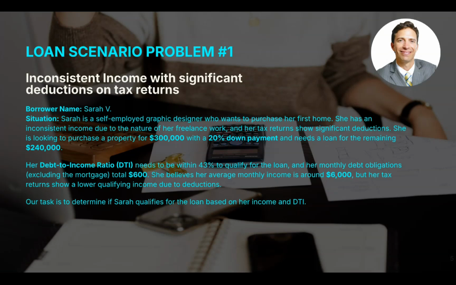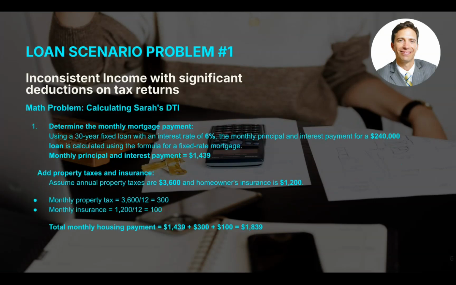She believes her average monthly income is around $6,000, but her tax returns show a lower qualifying income due to her deductions. Our task is to determine if Sarah qualifies for the loan based on her income and DTI. For the math problem, we're going to be calculating Sarah's DTI first. Number 1, we're going to determine the monthly mortgage payment.